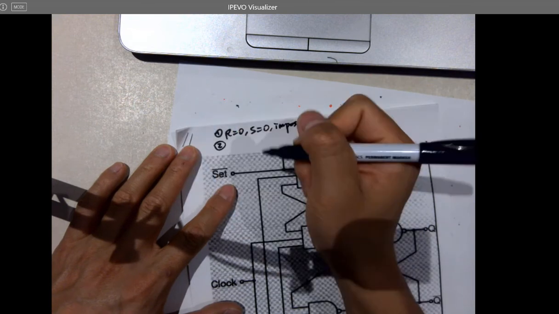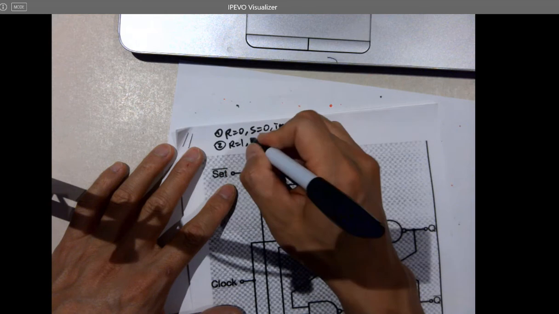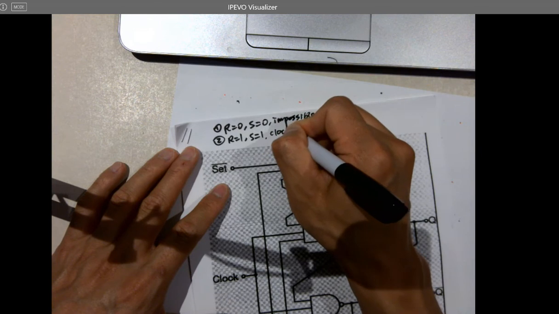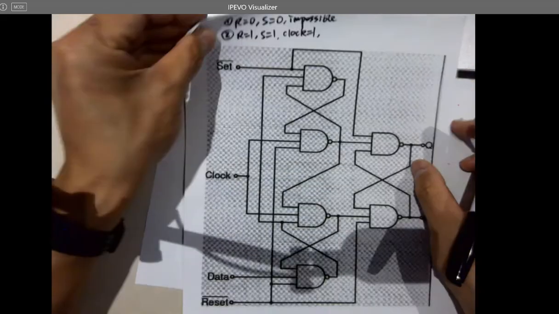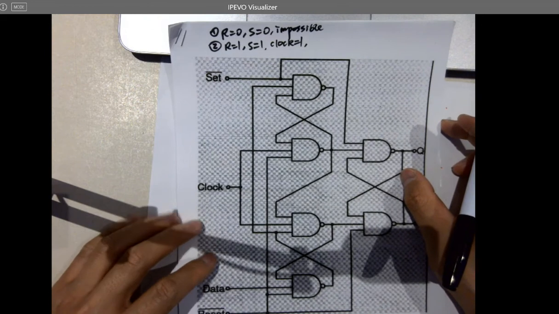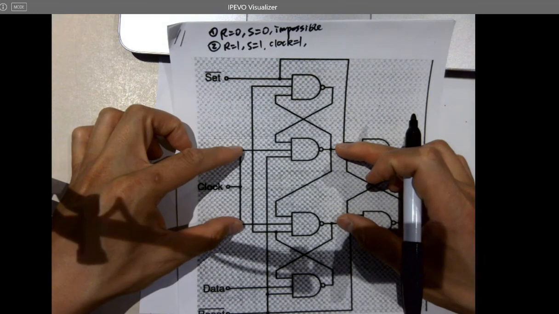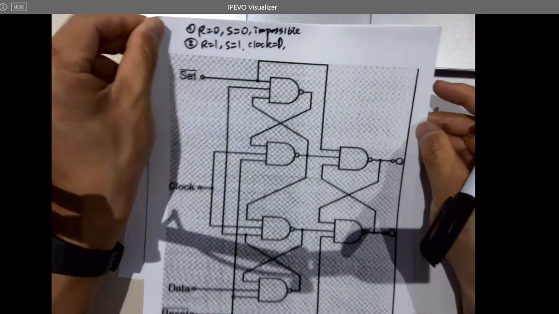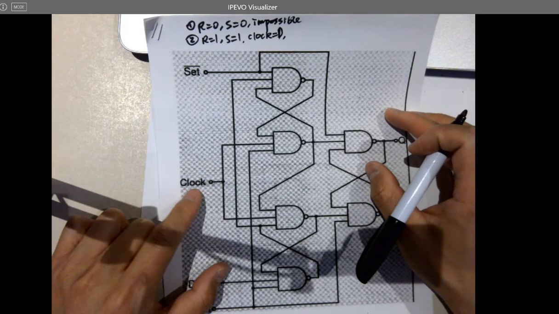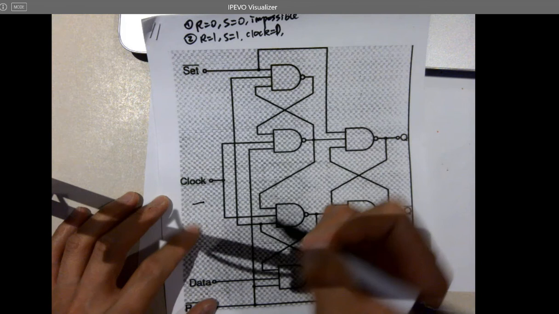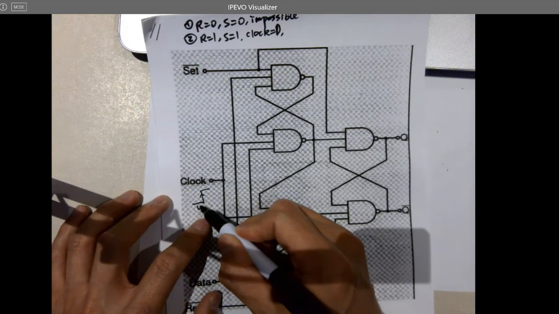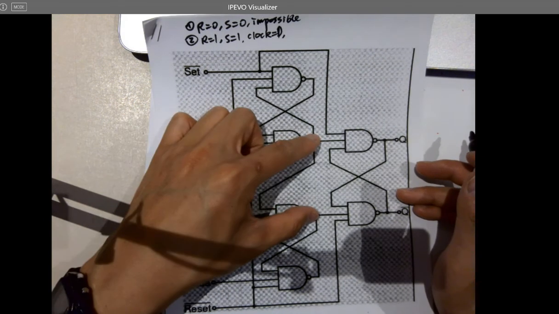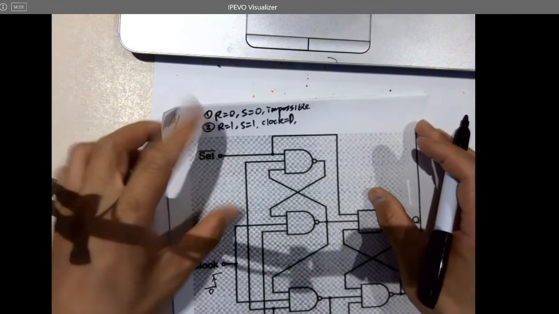Second, R equals 1, S equals 1, and clock equals 1. Is that possible? 1, 1, clock is 1. No, clock is 0, sorry, clock is 0. If clock is 0, right before the rising edge, if clock is zero, definitely it's going to kill these two NAND gates and give you ones. It's going to happen, it's possible.